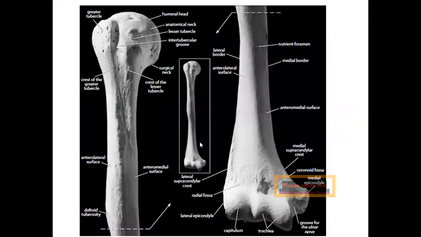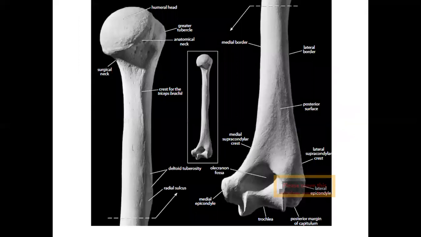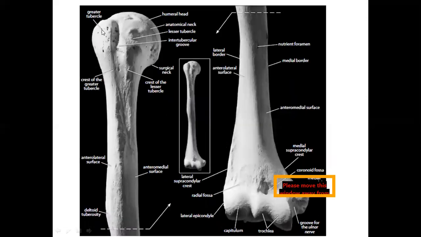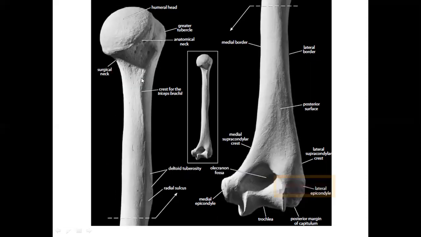The pictures have been taken from different sources, Grey's Anatomy, BDC, and also from Chaurasia, to make you understand. This is the head, which is quite smooth, covered with hyaline cartilage, also called articular cartilage. Immediately surrounding the head, we have the anatomical neck. This is the greater tubercle. This is the lesser tubercle. This is the intertubercular sulcus, also called the bicipital groove. This becomes the surgical neck. The anatomical neck is the one immediately surrounding the head.